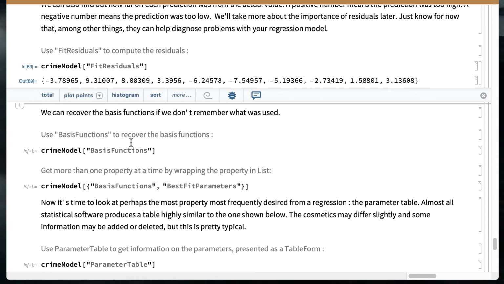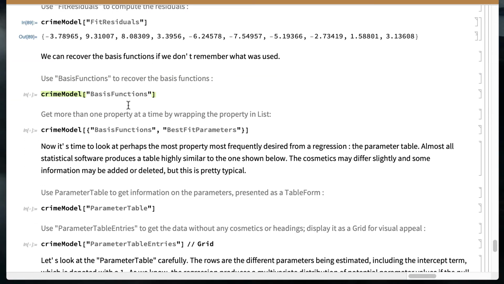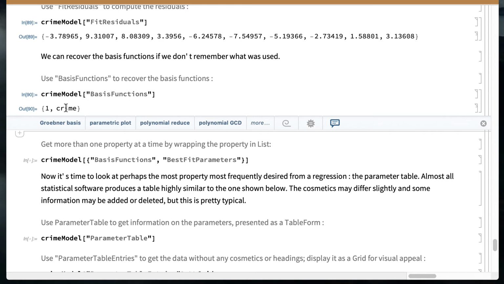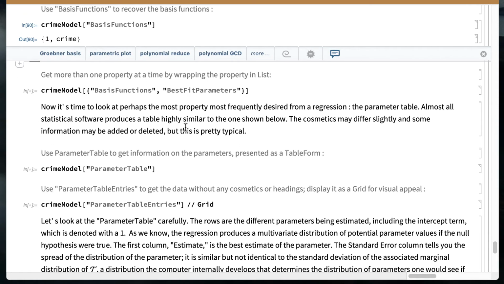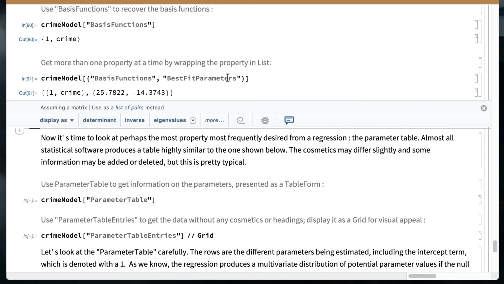If you don't remember what basis functions you used to generate the data, you can recover them from the model. It was 1, the intercept term, and crime. If you want to find out 2 things at once, you don't have to write 2 separate commands. You just wrap the properties in a list. And there we go. So that's sort of how to work with a fitted model.